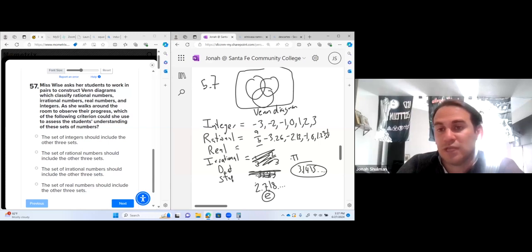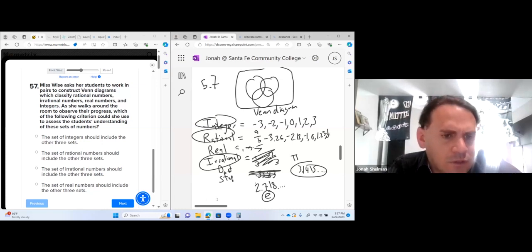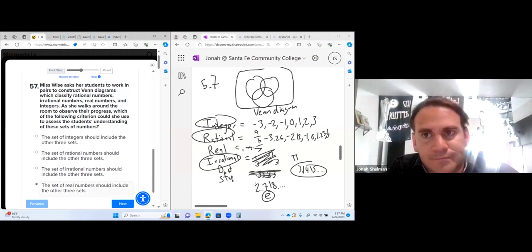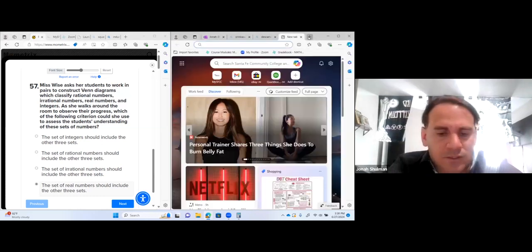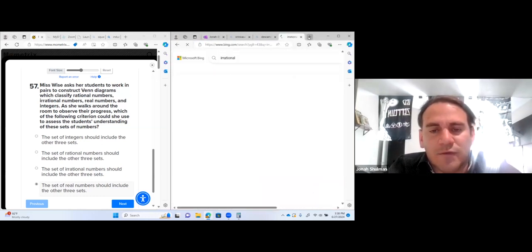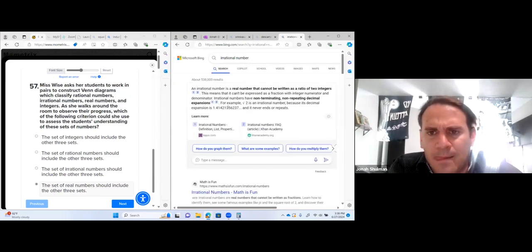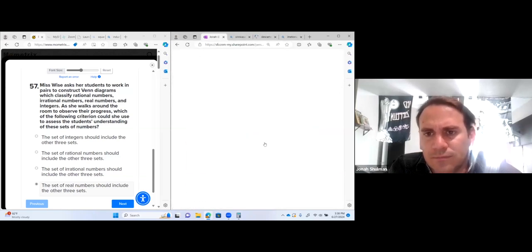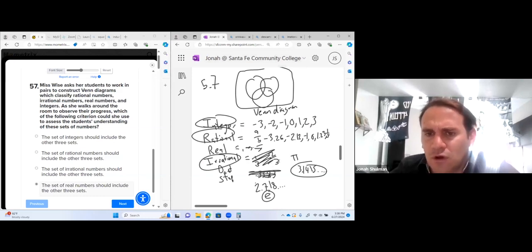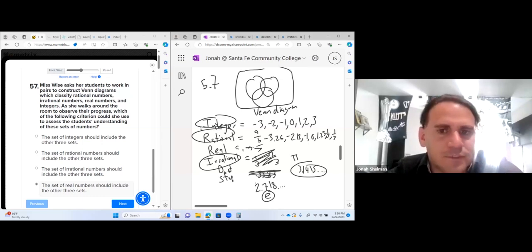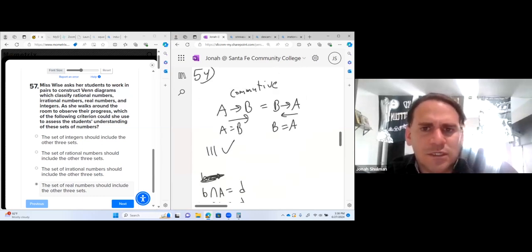Now real is just everything that doesn't have an imaginary number. So this one and this one are all part of real. So the set of real numbers should include the rest of them. And let's just look up irrational just for fun. I want to make sure I gave you a good definition. Yeah, so it can't repeat, like square root of 2. So I was right. So 1/3 and 2/3 are also rational because they repeat. So 57 is, in fact, D.